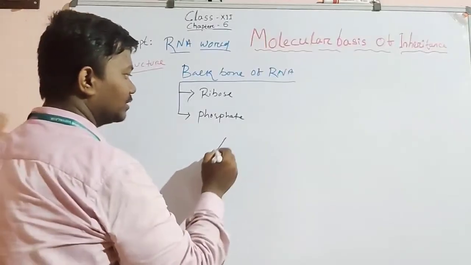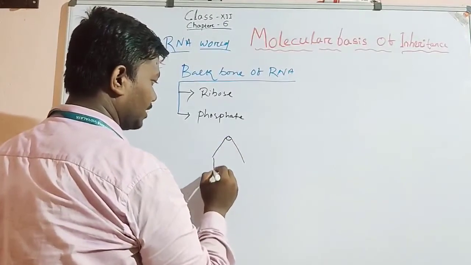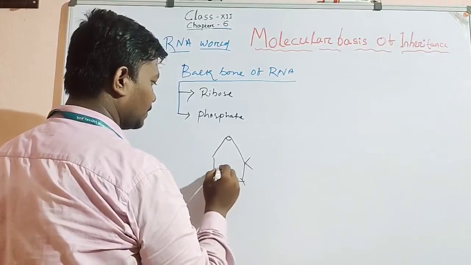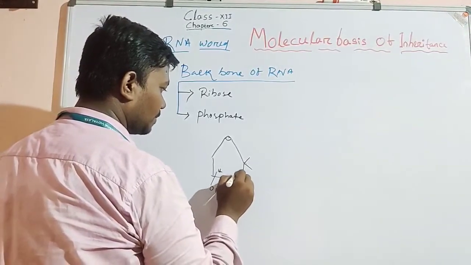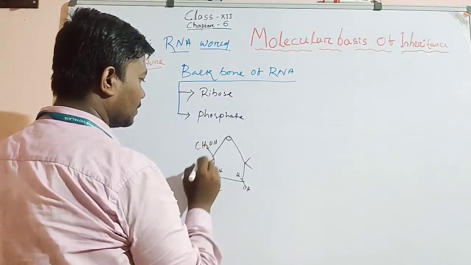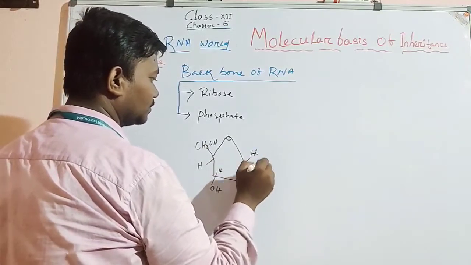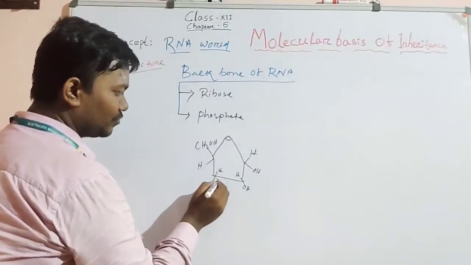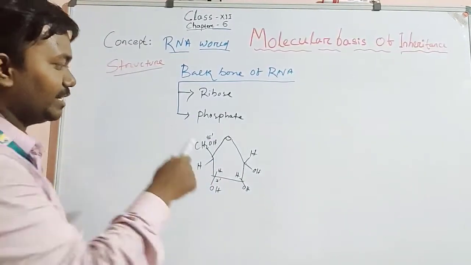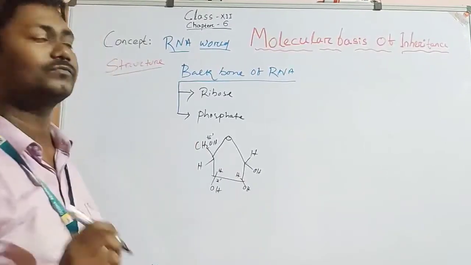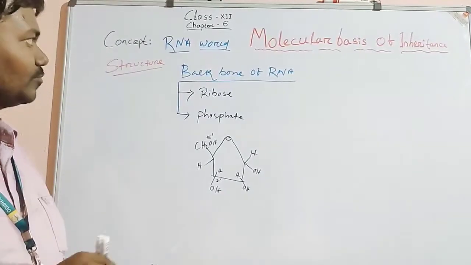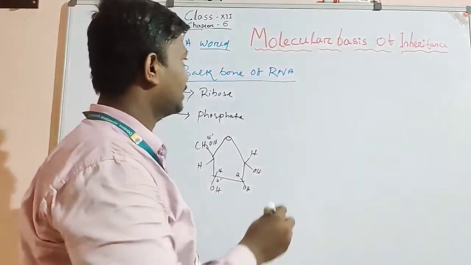Coming to the structure of ribose sugar, here is your ribose sugar. This is the 3' region and this is the 5' region. The phosphate is added to the 3' and 5' region of your ribose sugar. Got it? Then come to the nitrogenous bases.